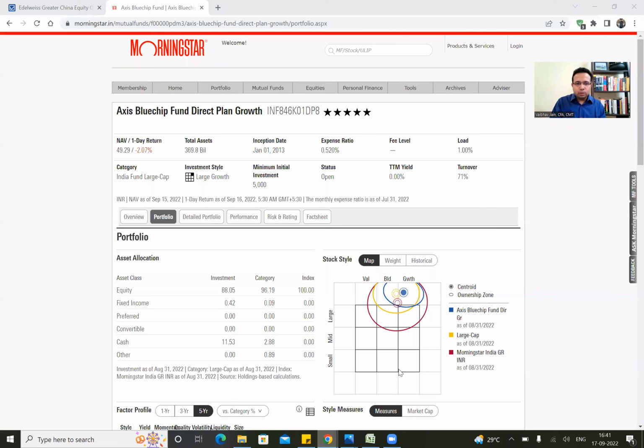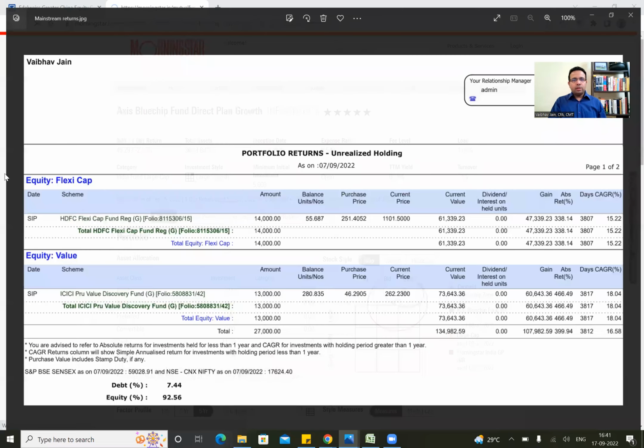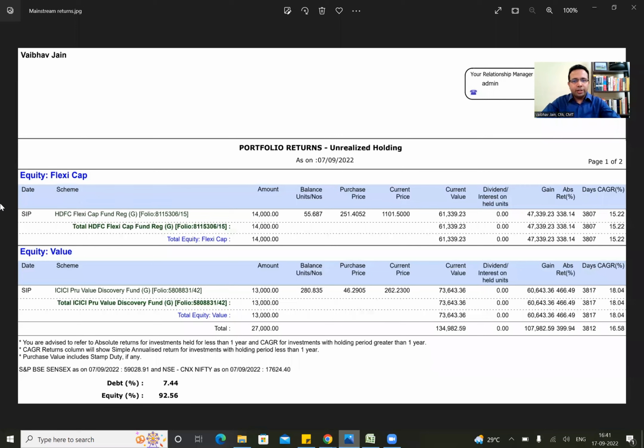So this is what the performance tab is, but let me also share with you. Okay, can you see this return sheet? Now, this is my own return sheet. Nobody shows their own returns, but this is my very first investment I started doing back in 2011, when I probably started my first job and then my first SIP.